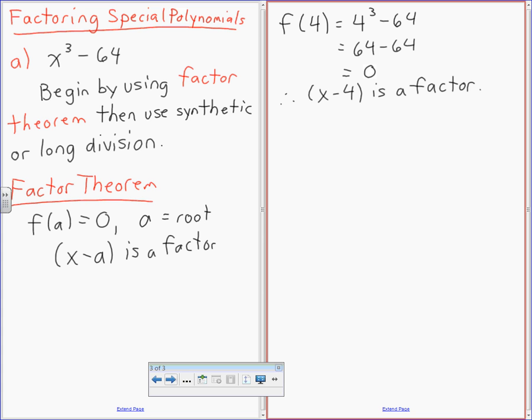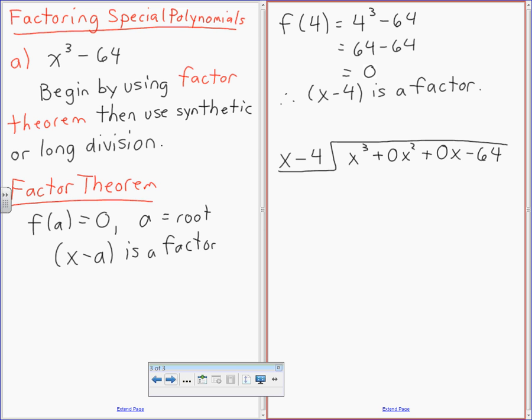All right, so let's do some long division. The way you do long division is this. There is one trick on this. How do you write x cubed minus 64? Very good. Okay, so it's going to go x cubed plus 0x squared plus 0x minus 64.